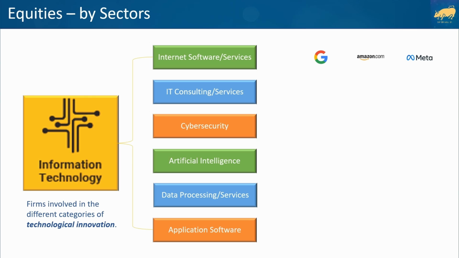the largest internet software and services companies are Alphabet, Amazon, and Meta Platforms. Accenture, Tata Consultancy Services, and Automatic Data Processing are the biggest IT consulting and services firms. The leading cybersecurity businesses are Palo Alto Networks, Fortinet Inc., and CrowdStrike Holdings.